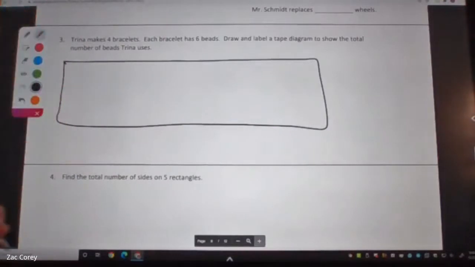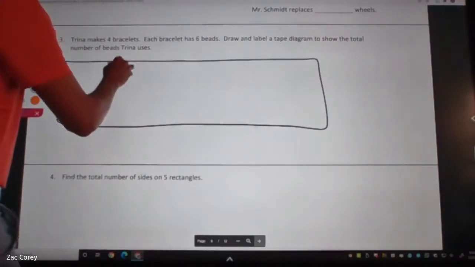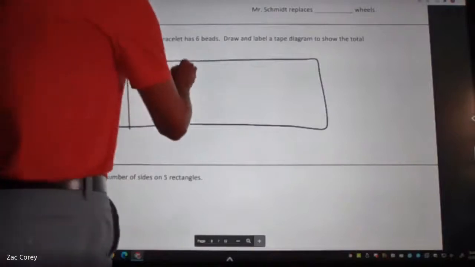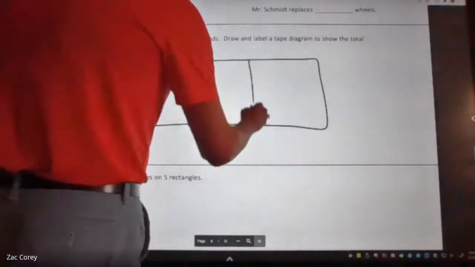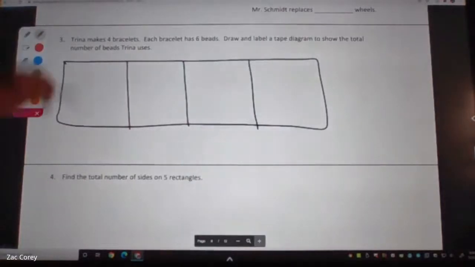All right, so she makes 4 bracelets. Each bracelet has 6 beads. So we need to do a tape diagram that has 4 boxes because each box is going to be another bracelet. 1 box, 2 boxes, 3 boxes, 4 boxes. So I have 4 boxes on my tape diagram. So should you.